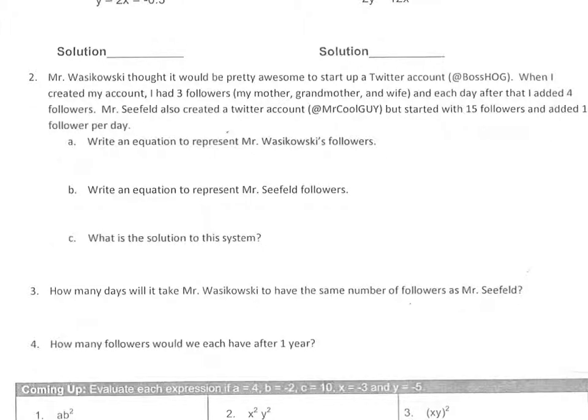Let's get started. What we're going to look at today, I'm going to help you guys out if you are stuck with the application extension problems. I'm going to help by going through one of them now. So let's go through number 2, the word problem.